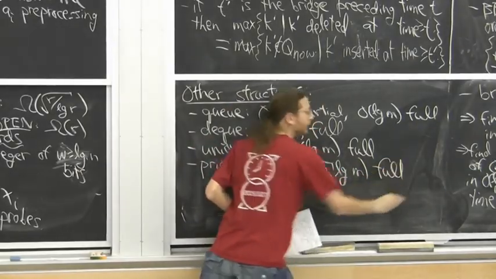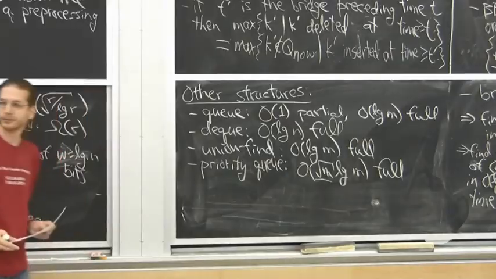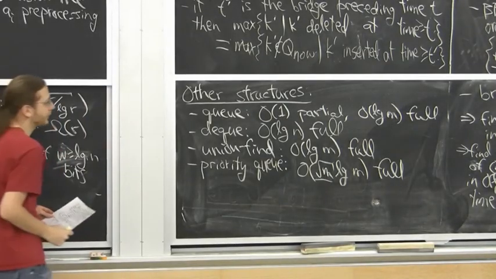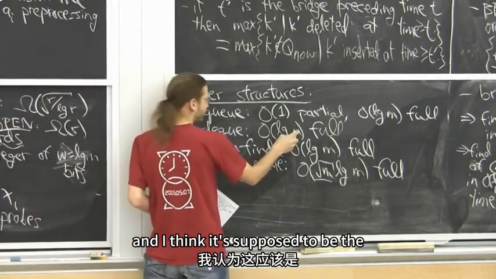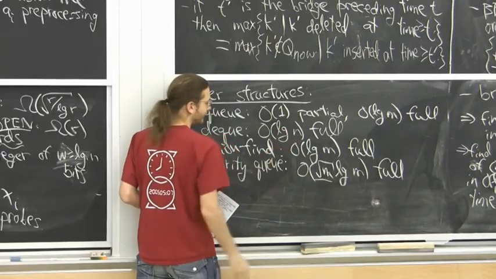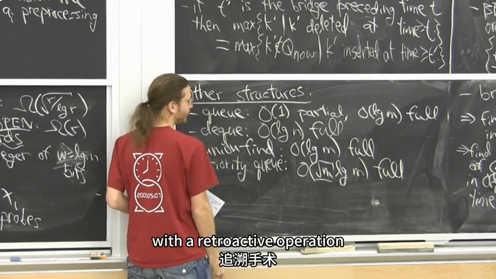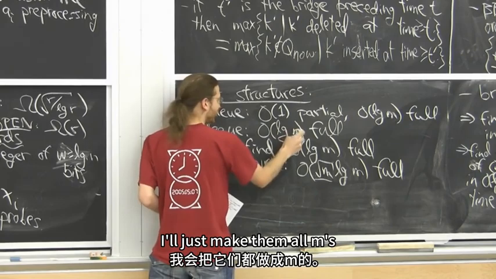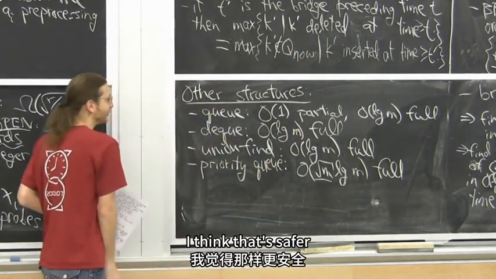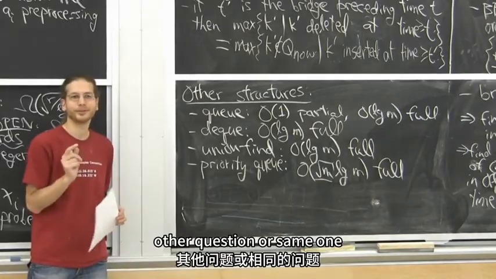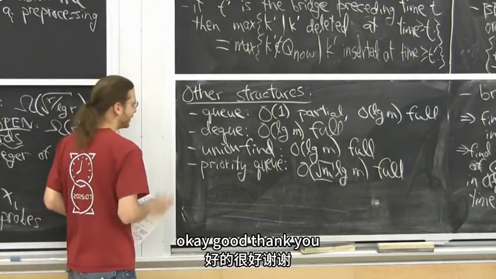Is there any difference when you're talking about m? Is that an n? N, I think, is supposed to be the current size of the data structure. I'm not actually sure what that means with a retroactive operation. I'll just make them all m's. I think that's safer. Other question? Or same one? Okay, good. Thank you.